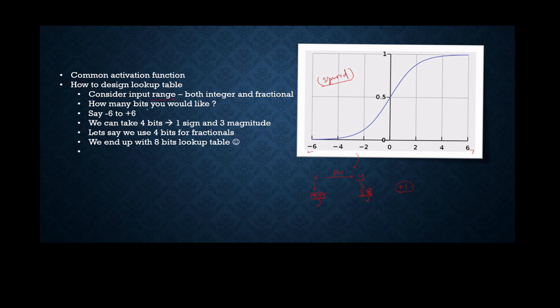So consider the input range. In our case, numbers going from -6 to +6. We can basically implement this as 1 sign bit, 3 magnitude bits, like we talked about, and use 4 bits as fractionals, and that gives us an 8-bit lookup table. So that is 8 bits of input, right? And as soon as you know this is 8 bits, you know the number of rows in the table, because the 8 bits will go from 0 to 255, right? So 256 rows in this table.